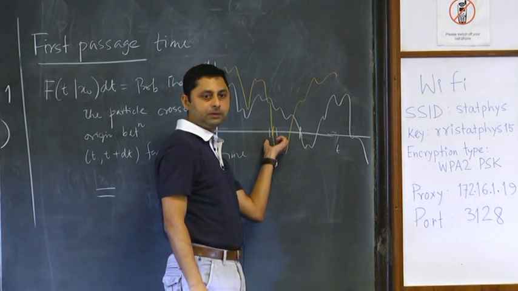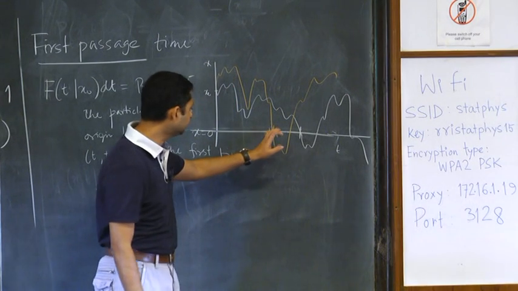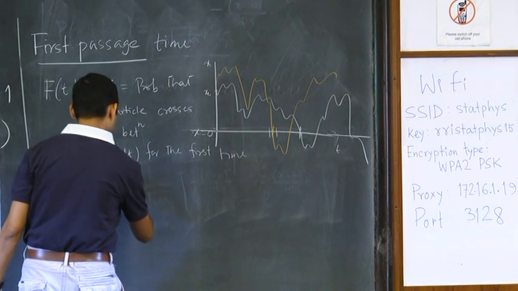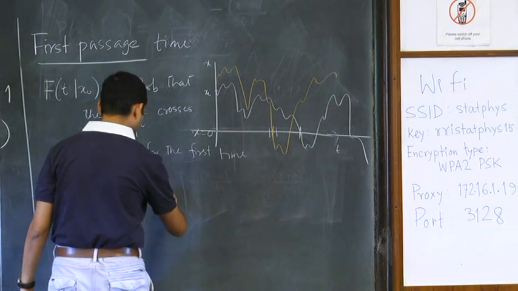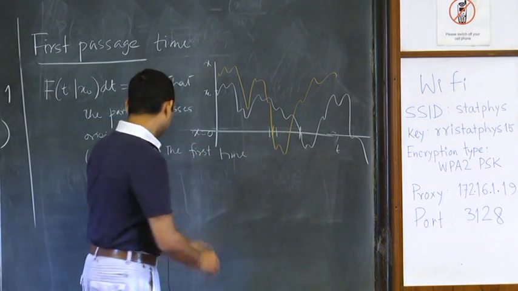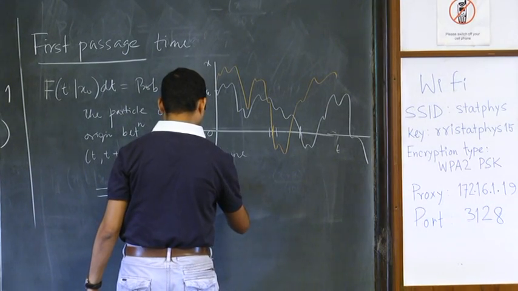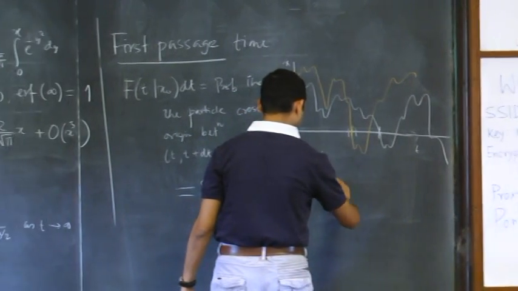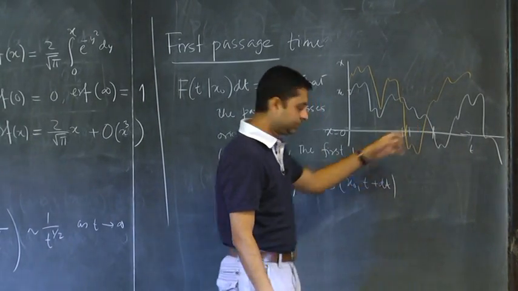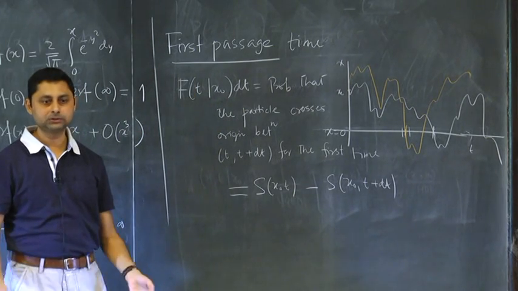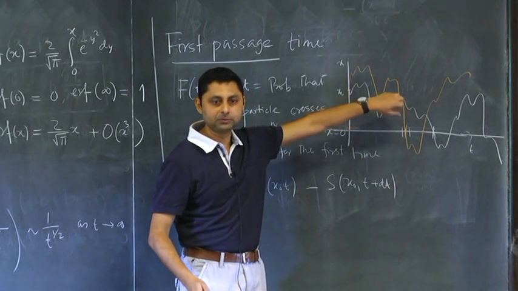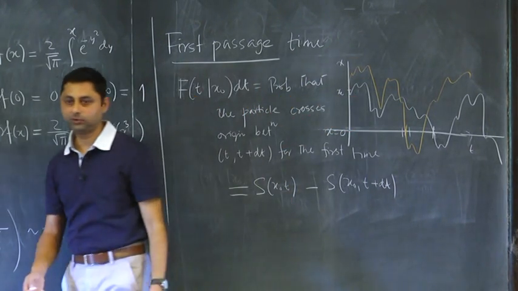That probability is the difference in the survival probabilities, right. The particle which did not survive within that. So this S of x0, t is the probability that the particle survives up to here, minus S of x0, t plus dt, the probability that the particle survives up to t plus dt. Then this difference must be the probability that the particle got killed in between, right. Those are the trajectories which cross the origin at that point.